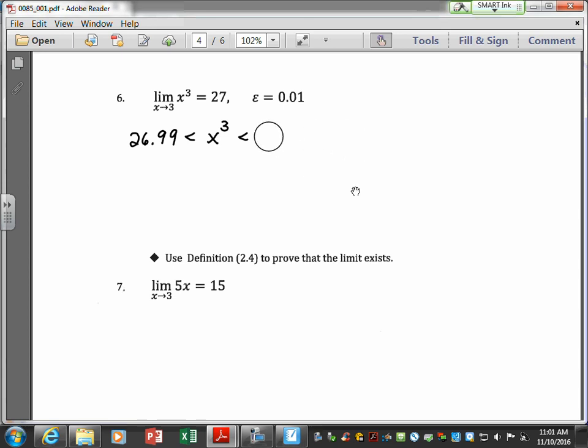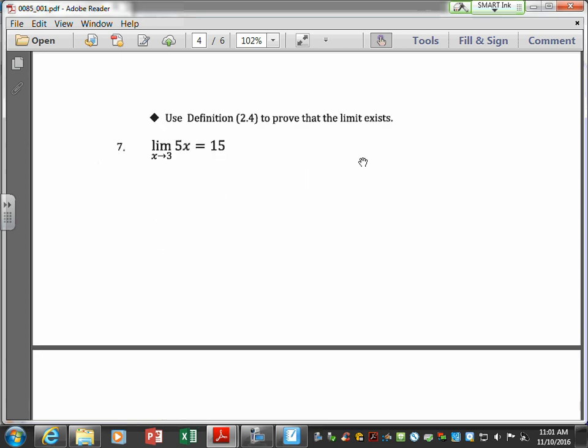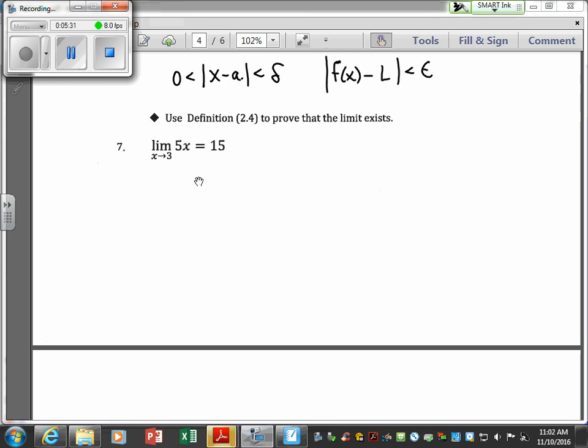Okay, so that's another one. We're going to look at the next problem. Use the definition to prove that the limit exists. To use the definition to prove that these limits exist, remember we're working with these two inequalities from the definition, and we have to show the relationship between the two. So we must show for any given epsilon greater than 0, we can find a delta greater than 0 such that both of those inequalities hold.